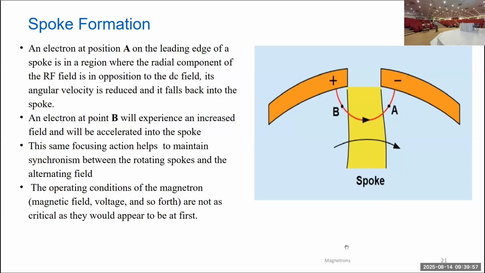When this spoke reaches the other cavities, this point, what happens? Now, the electrons experience increased force towards the anode, and the spoke moves closer to the opening of the re-entrant cavity and interacts with the field. This same focusing action helps to maintain synchronism between the rotating spokes and the alternating field. The operating conditions of the magnetron, magnetic field, voltage, and so forth, are not as critical as they would appear to be at first.